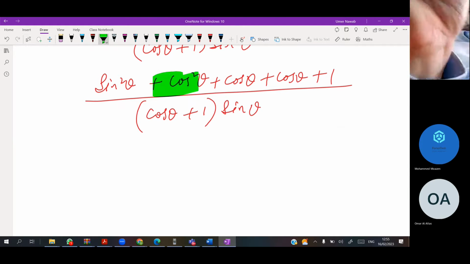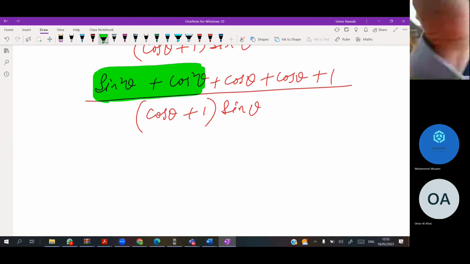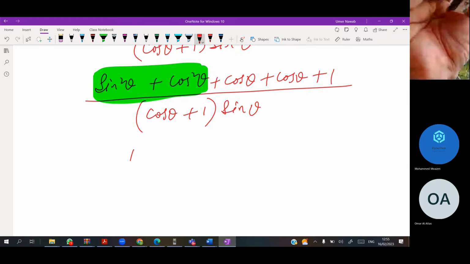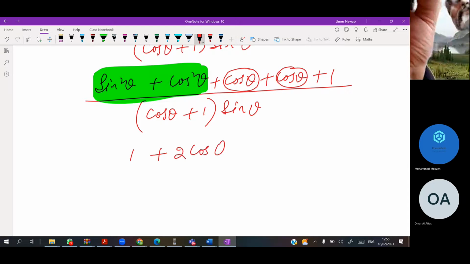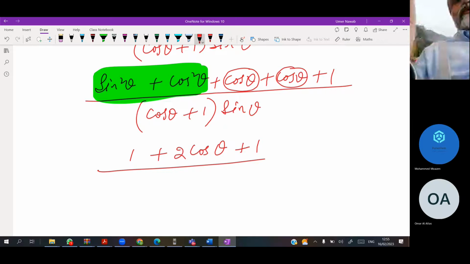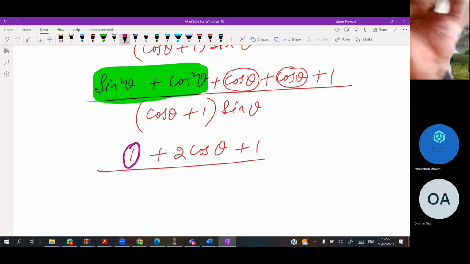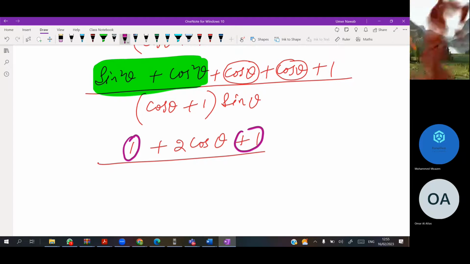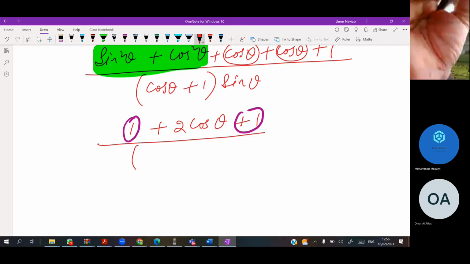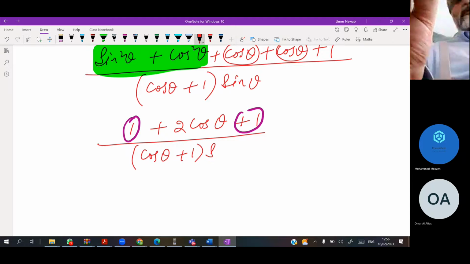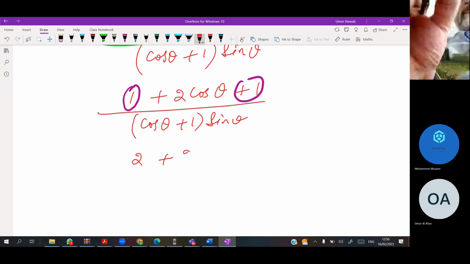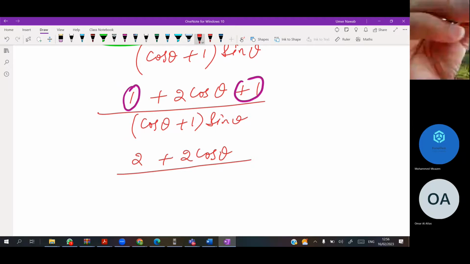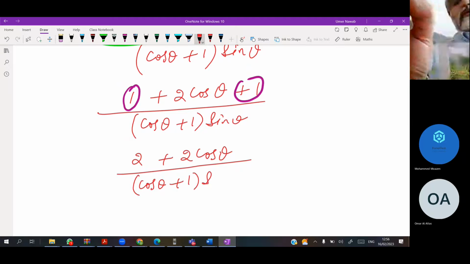Mohsen, the Pythagorean identity tells you sine squared plus cosine squared is equal to 1. Cosine theta plus cosine theta is 2 cosine theta, and plus 1. Can I write this 1 plus 1 as 2? Don't open the brackets in the denominator. So 1 plus 1 is 2. So 2 plus 2 cosine of theta over cosine theta plus 1 times sine theta.